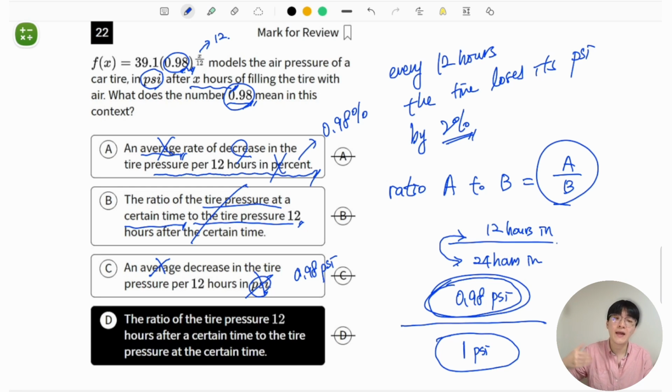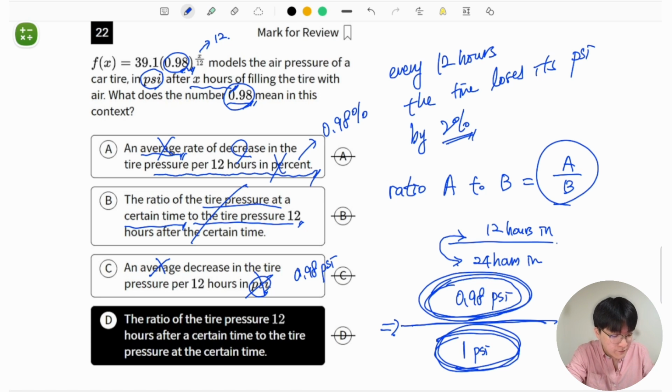Okay? Answer choice D, the ratio of the tire pressure 12 hours after a certain time to the tire pressure at the certain time. So that is what we're trying to figure out. After a certain time divided by at the certain time. So future divided by present. And that is what we want. Present is full and future is after 12 hours. How much do we have left? 0.98 of 1, which is why answer choice D is correct. That will conclude test 1, the review of test 1, and I will see you in the next one.